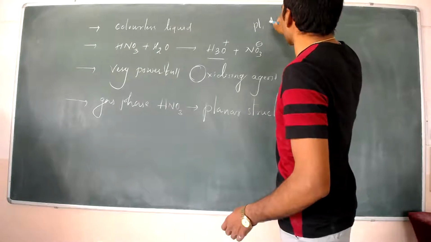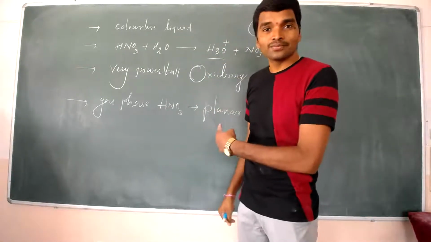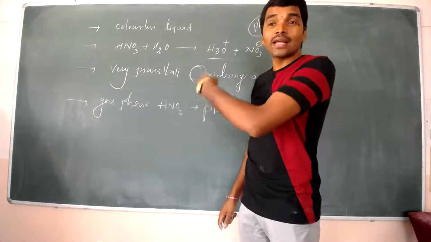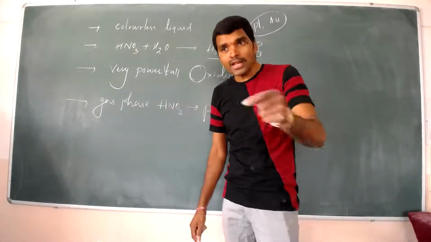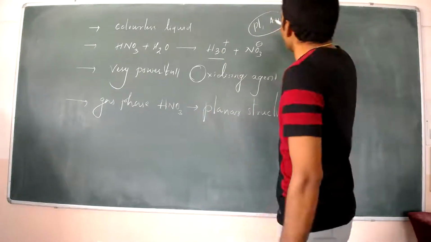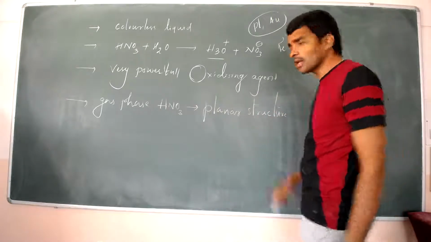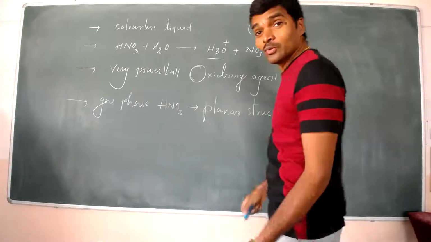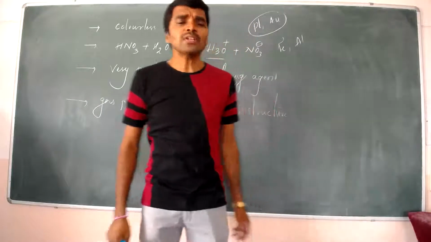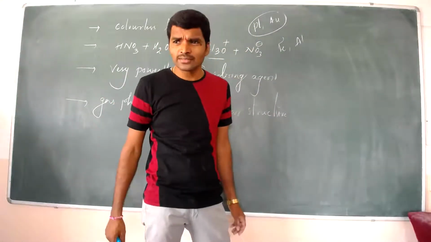platinum as well as gold. These two metals do not react with nitric acid. Nitric acid also does not react with some other elements like iron. Iron also does not react, as well as aluminum. Aluminum also does not react.